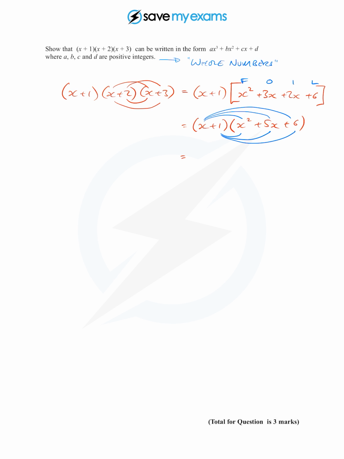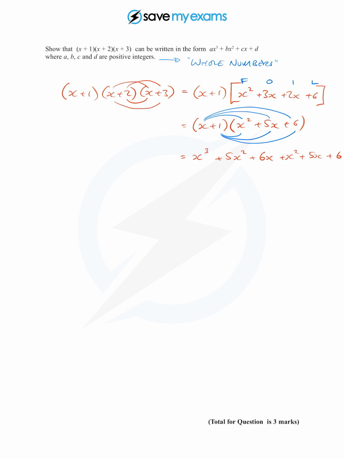So x times x squared is x cubed. x times the 5x is 5x squared. x times the 6 is 6x. And then we do 1 times everything, and that's really quite easy. 1 times x squared is x squared. 1 times 5x is 5x. And 1 times 6 is 6.